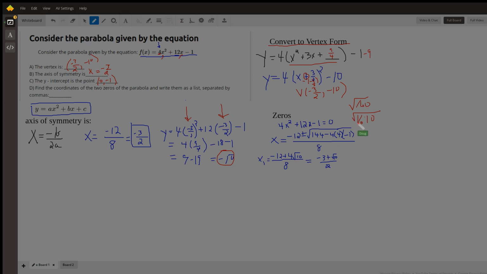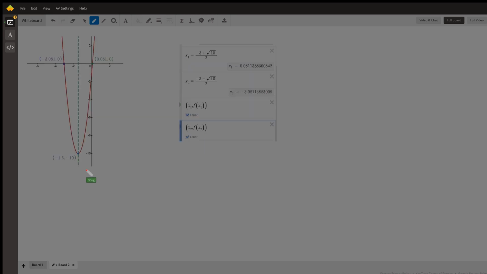and the square root of 16 is 4. And then you can see every term, numerator and denominator, is divisible by 4. So there's the simplest way to write one of the roots. The other root would be negative 3 minus the square root of 10, all over 2.